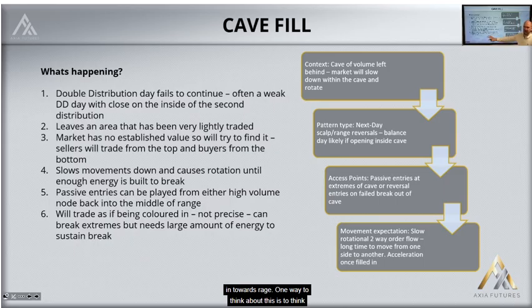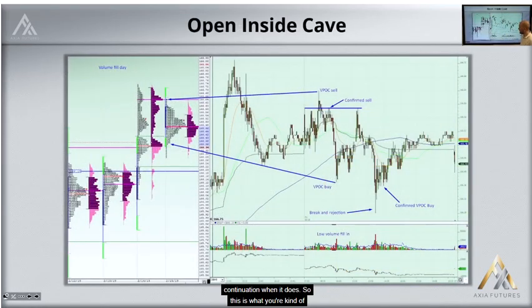One way to think about this is to think about that area as being coloured in. If you imagine it as being coloured in by a child, and you say, can you colour in between these two lines? They will colour, and typically, a younger child is going to overshoot that slightly. They'll miss, and be a little bit outside of the line. And that's what happens to the market. It will slightly overshoot, but it will lack continuation when it does. So this is what you're kind of looking for.